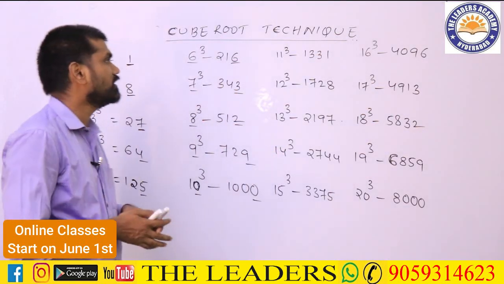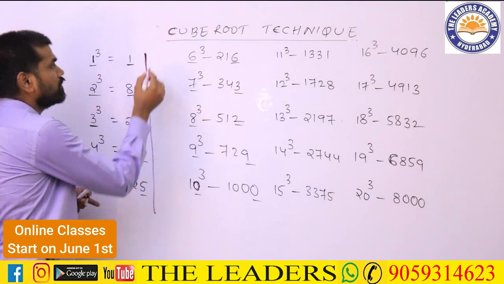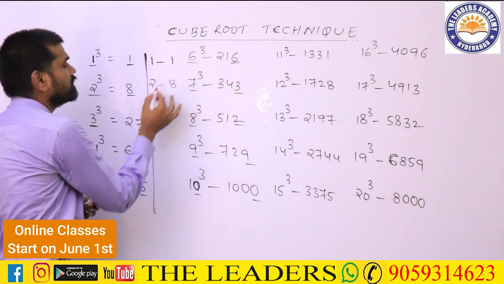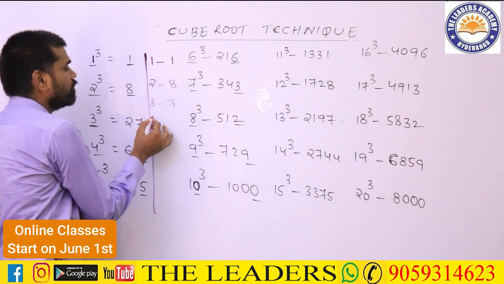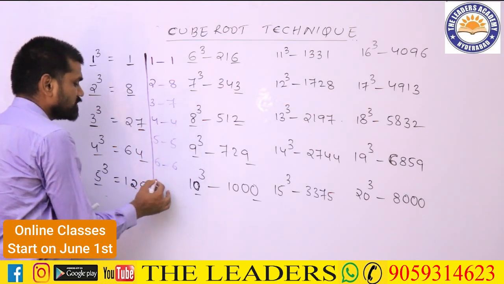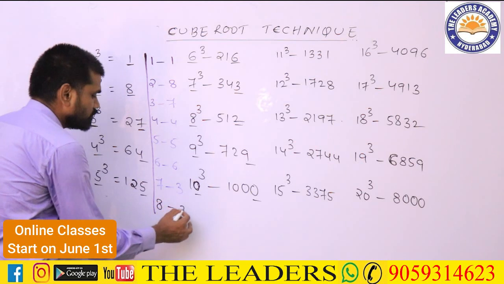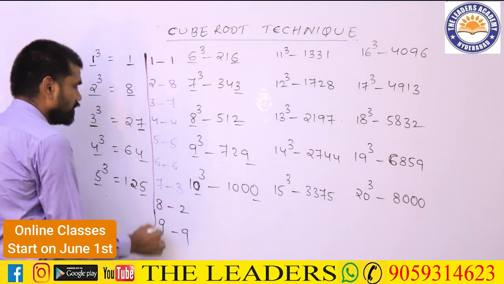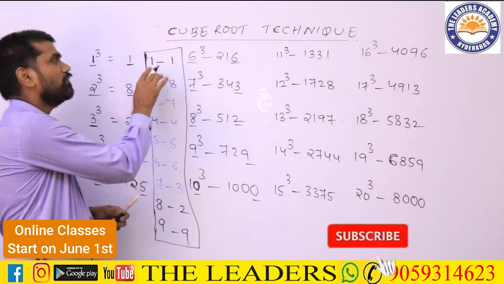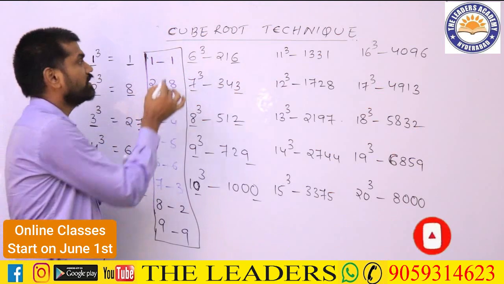Now let us see that list of the cubes that we have to keep in mind. 1 cube ends with 1, 2 cube ends with 8, 3 cube ends with 7, 4 cube ends with 4, 5 cube ends with 5, 6 cube ends with 6, 7 cube ends with 3, 8 cube ends with 2, 9 cube ends with 9. If you look at this pair over here, 1 cube is ending with 1, so that means if any perfect cube is ending with 1, I can say that its cube root will end with 1 only, they are same.